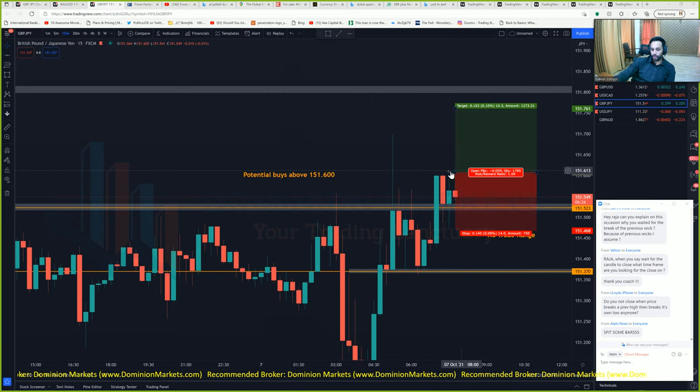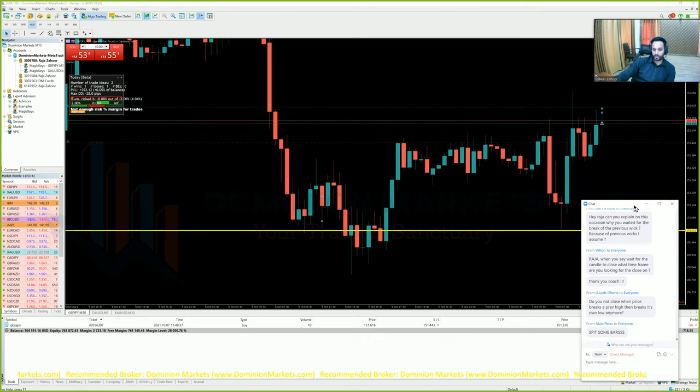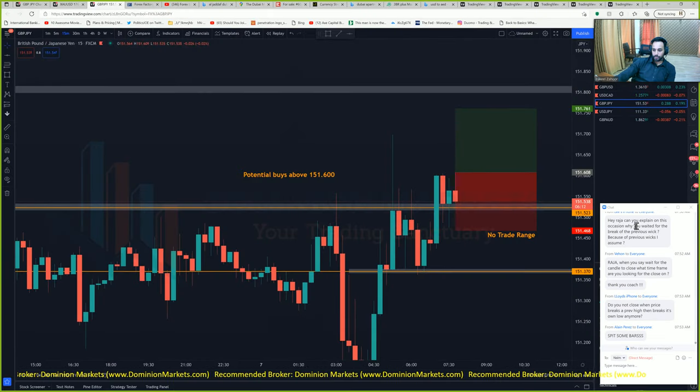But if you want to close partials as it breaks its own low, see right here, you can do that. And that's what I'm going to do. I'm going to close one of the positions right here, and I'm going to let the rest run. But risk management, risk assessment is very, very personal to every person.